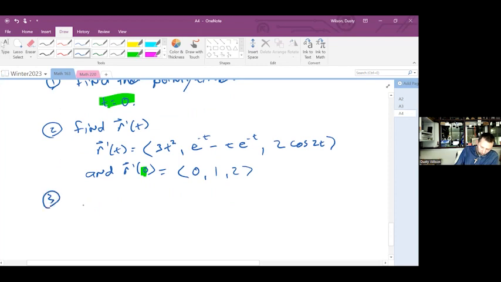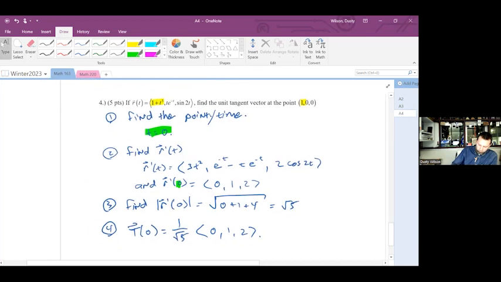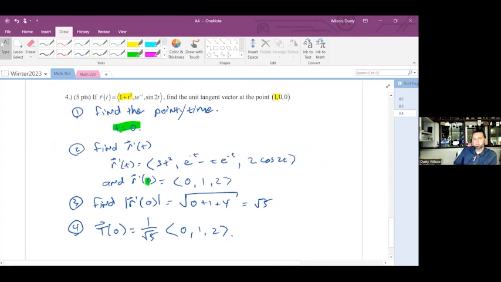So step 3, we're going to find the magnitude of r prime of 0. We can evaluate here because we're not needing any subsequent derivatives. And so this is going to be the square root of 0 plus 1 plus 4, or square root of 5. And step 4, we get that T of 0 is equal to 1 over root 5 times 0, 1, 2. And there you have our unit tangent vector at the point 1, 0, 1.